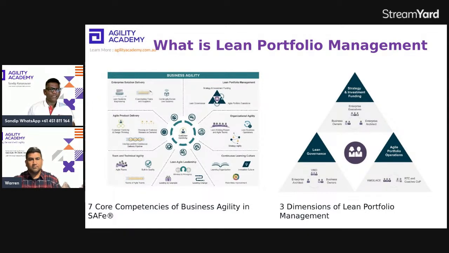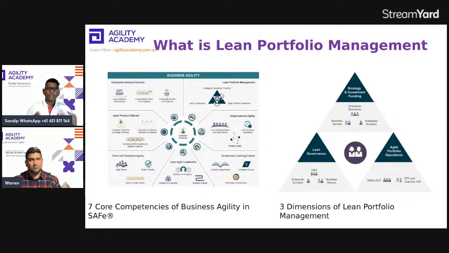Anyone who is familiar with agile scrum might be aware that there is an agile team or team of teams where you have a scrum master, product owner, and team members. So that is the bare minimum which is required. And then technical practices, so that is team and technical agility. It's one of the seven core competencies of business agility in SAFe.